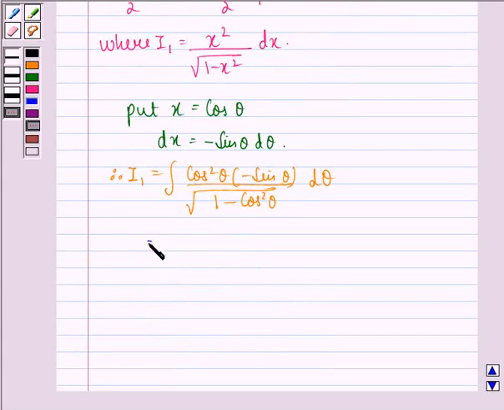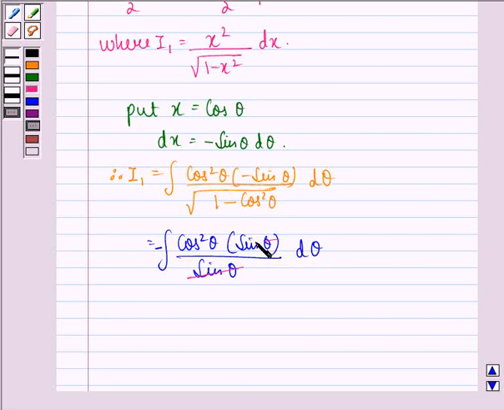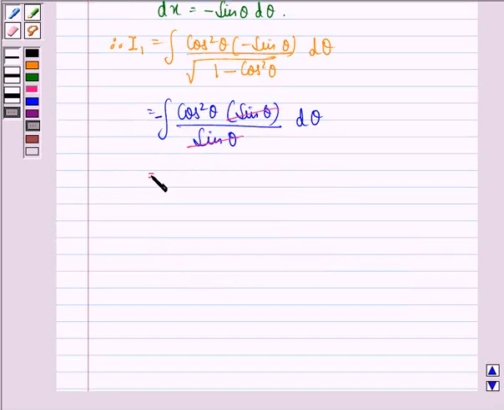This will be equal to, now we see that this is written as cos square theta, minus sign comes out of the integral sign, into sine theta. Now square root of 1 minus cos square theta is sine theta d theta. Sine theta gets cancelled with sine theta and we have minus integral cos square theta d theta.